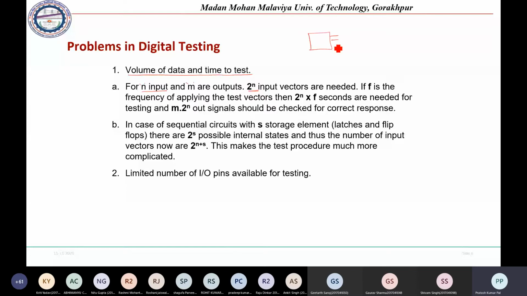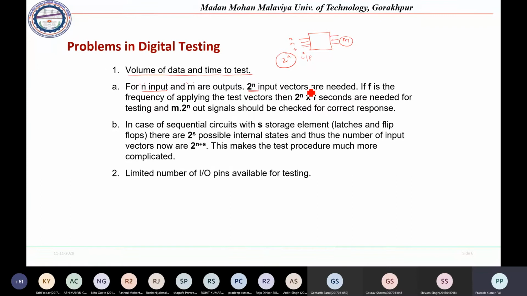So that is, if n inputs are there, that means for n inputs, a total of 2 to the power n combinations of inputs will be there. If m outputs are there, that means a total of m outputs will be there. So once we are going for testing, we should be having a total of 2 to the power n number of possible inputs. If we are going to check one by one, it will take a larger time.